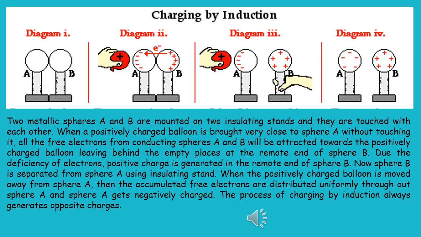Now sphere B is separated from sphere A using the insulating stand. When the positively charged balloon is moved away from sphere A, the accumulated free electrons are distributed uniformly throughout sphere A and sphere A gets negatively charged. The process of charging by induction always generates opposite charges.